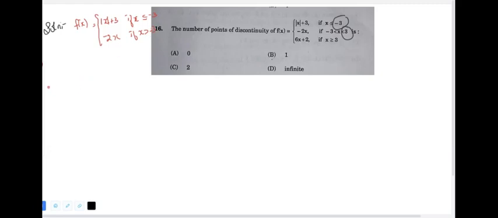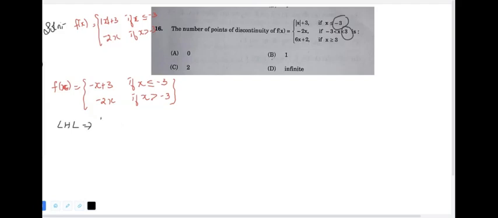So yeah, according to this, f of x will be, for x less than, the modulus value becomes negative, so it will be minus x plus 3 if x is less than or equal to minus 3, and minus 2x if x is greater than minus 3. So we'll find LHL and RHL, left hand limit and right hand limit.